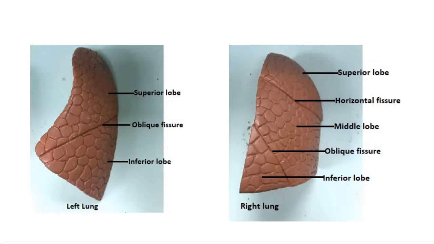Okay, you have to write. If I give this picture, only this picture is given, you have to write left lung. If only this picture is given, you have to write right lung. Okay, identify the structure. What will you write? The right lung. And then the second question: how many fissures are there in this structure?